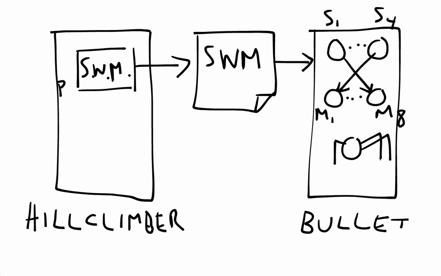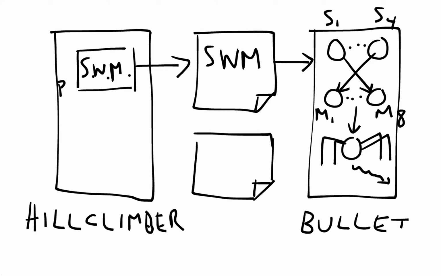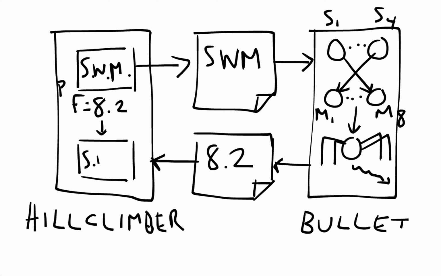This particular neural network is now going to control your robot, and your robot is going to move a certain distance away from the origin. We're going to measure that distance, and we're going to write out that distance in another file. In that file, we're just going to have a single number. In this case, let's imagine that our robot moved 8.2 units away from the origin, and our Python code, or our hillclimber, is going to read in that number, and that is going to become the fitness of the parent synaptic weight matrix.